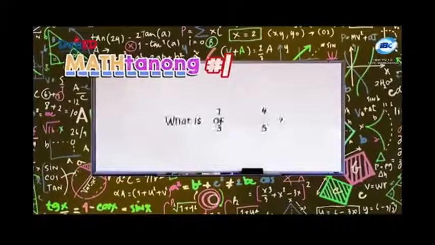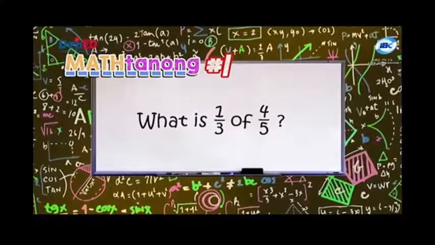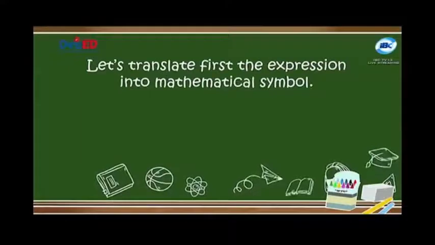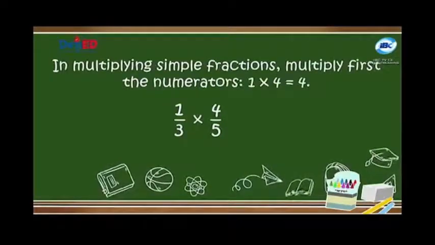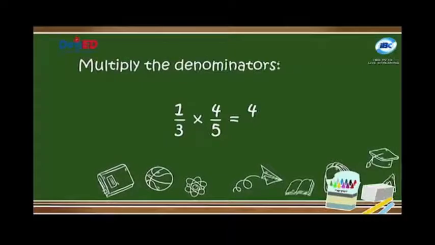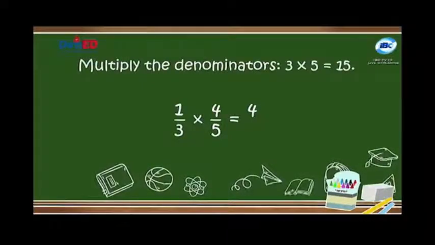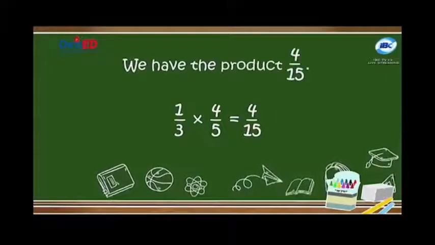Mathanong number 1. What is 1/3 of 4/5? Let's translate first the expression into mathematical symbol. 1/3 of 4/5 is equal to 1/3 times 4/5. In multiplying simple fractions, multiply first the numerators. 1 times 4 equals 4. Then, multiply the denominators. 3 times 5 equals 15. We have the product 4/15.